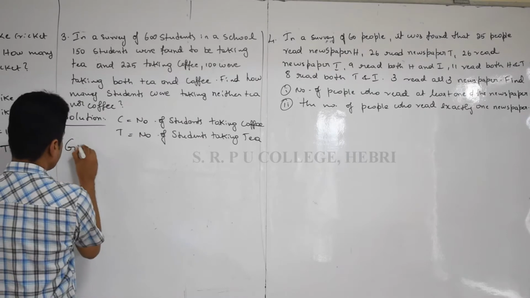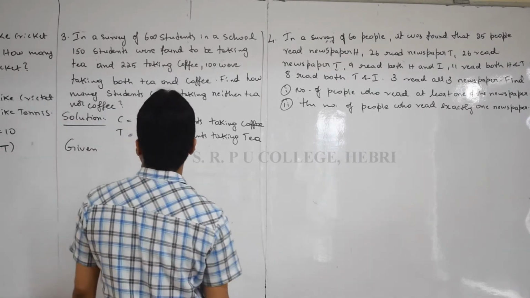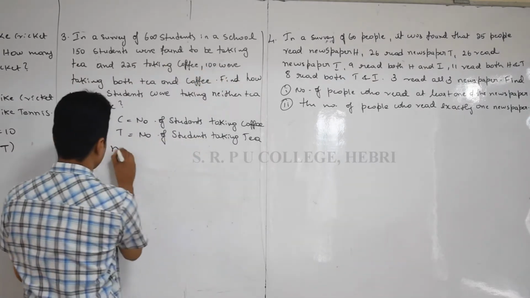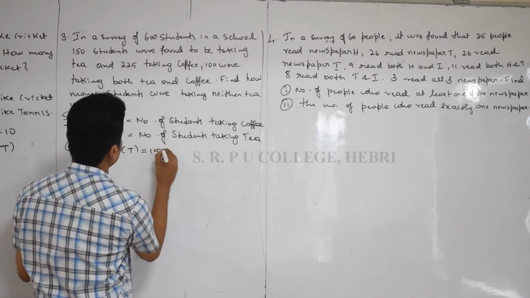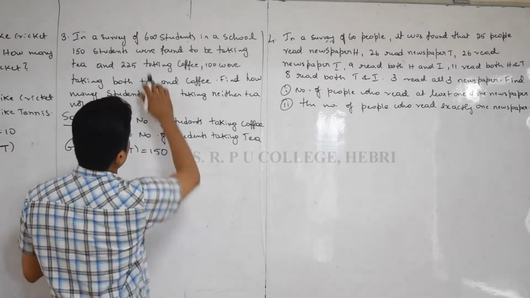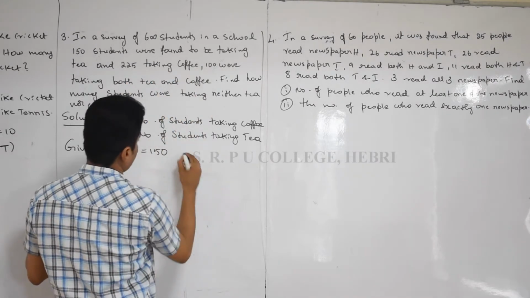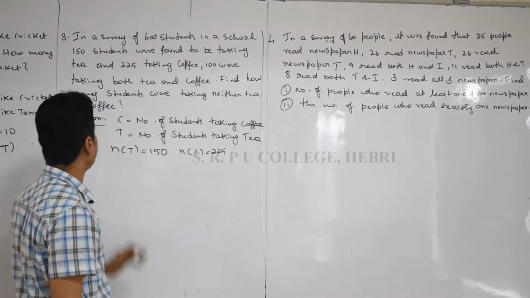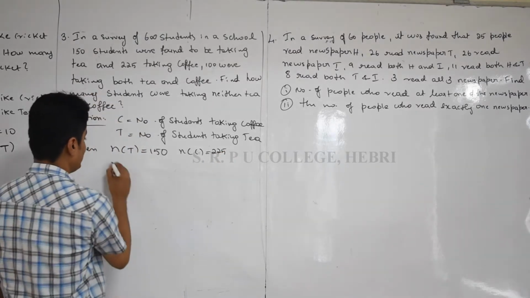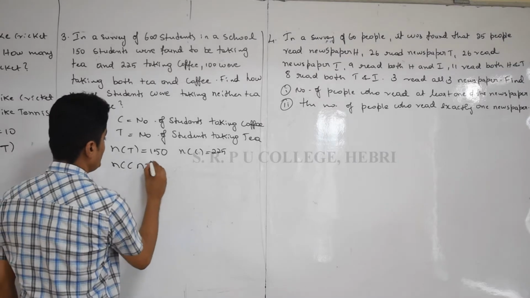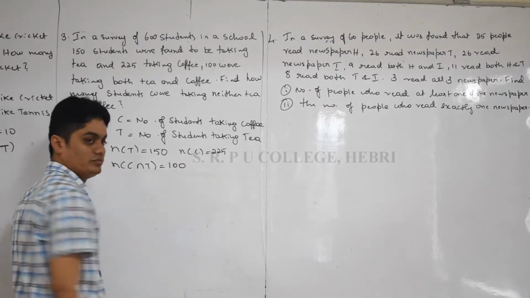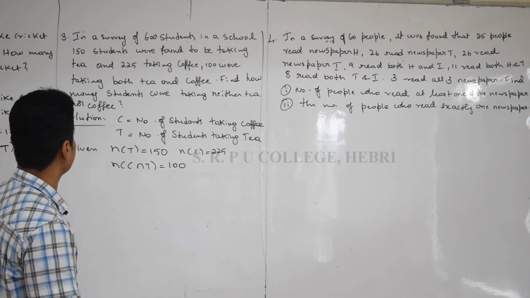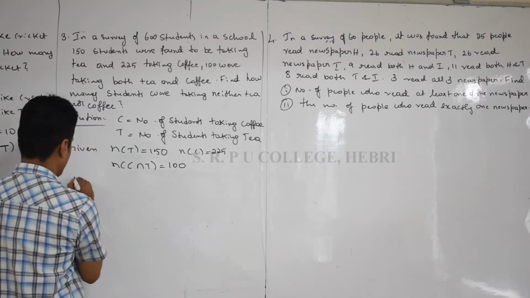Now write down what is given. What have they given? In a school 150 students were found to be taking tea, so n of T is given. How much? 150. 225 taking coffee, n of C is equal to 225. 100 were taking both tea and coffee. This problem will be easy because the intersection part is known. Find how many students were taking neither tea nor coffee. That means we have to find out.